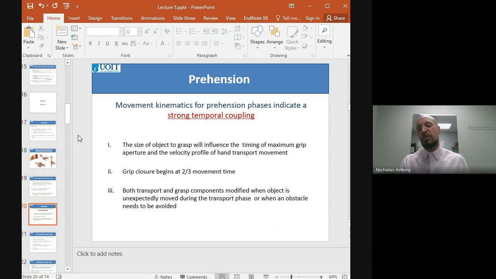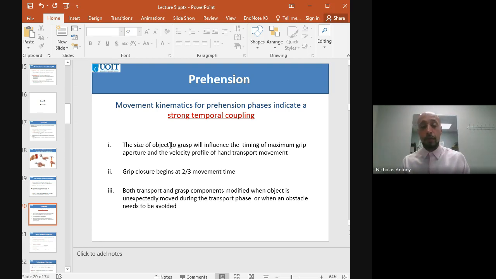Other things that they found when evaluating prehension tasks, that the size of the object will influence the timing of the maximum grip. So I don't know if you guys noticed this, but I drink a lot of extra large coffees. I don't know where it all fits, but that's what I get. And because it's so big, when you go to reach for something that's big, your hand opens up faster. Whereas if it's something small, what they've noticed is that people will start to open their hand closer to the object.